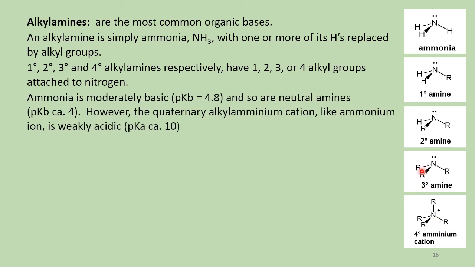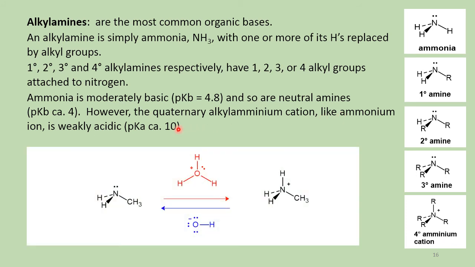Now ammonia is moderately basic. Its pKb is 4.8, and so are the neutral amines. In fact, they're slightly more basic, typically about pKb 4. The quaternary aminium cation will be acidic, much like ammonium ion is acidic, and in fact, its pKa is approximately 10. So let's look at an acid-base neutralization reaction. We're going to use methylamine as our base. Its pKb is 3.4, and we'll react it with hydronium ion, whose pKa is negative 1.74.